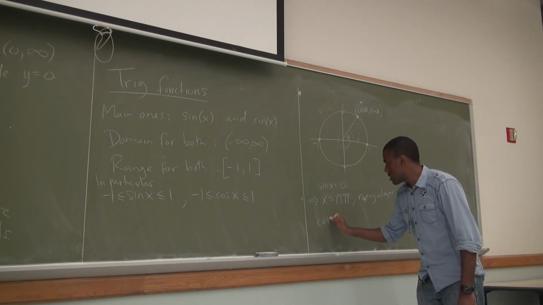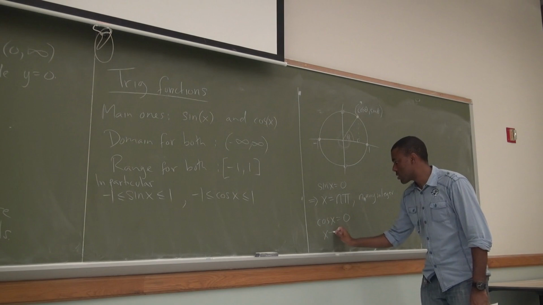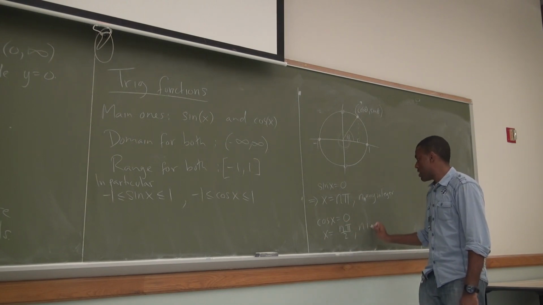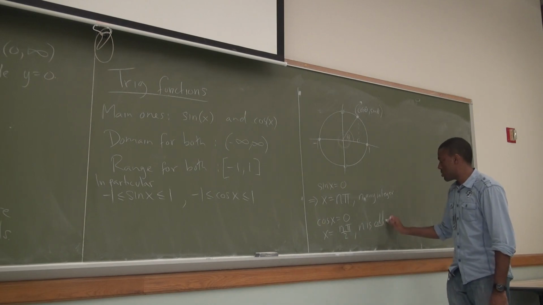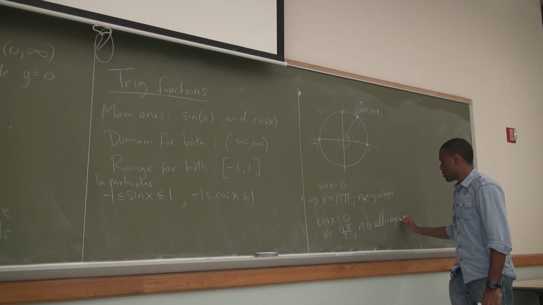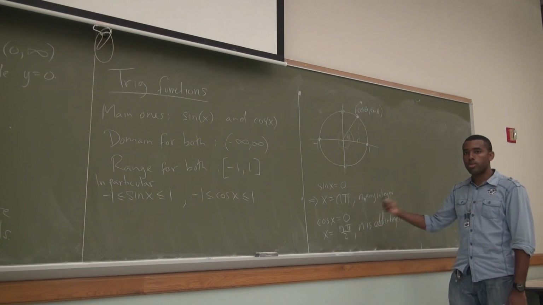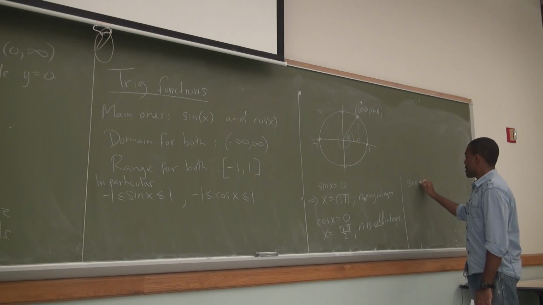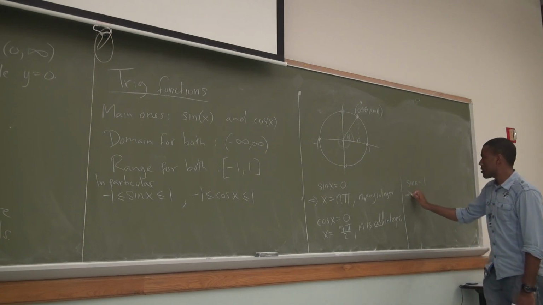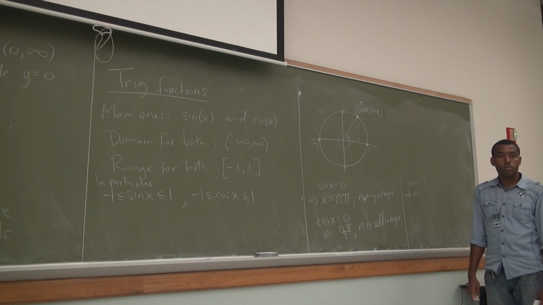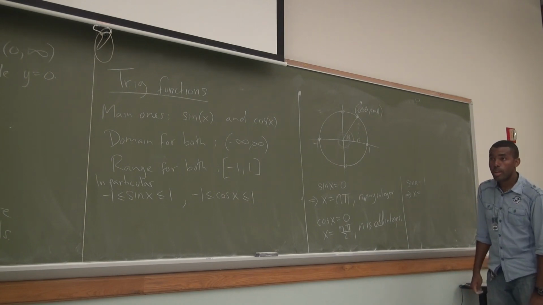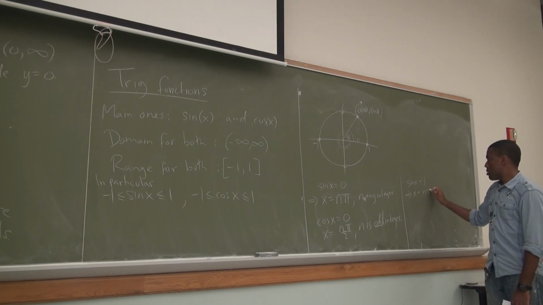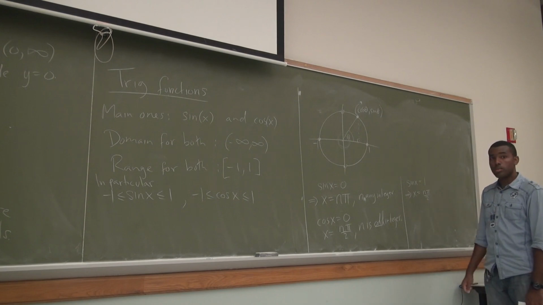Right? Cosine is equal to 0 where? 90. N pi over 2, where n is an odd integer. So pi over 2, 3 pi over 2, 5 pi over 2, 7 pi over 2, etc. Sine x equals 1 where? N pi over 2 where n is odd?